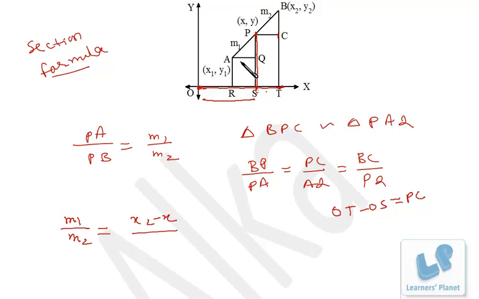Now AQ will be equal to this length, that is x minus OR, that is x1, right? So that is x minus x1, okay, is equal to BC by PQ. Now BC is what? See, this complete length is y2, right? And if we deduct this length CT, that means BT minus CT, that will be BC. So BT is y2 and CT is y, because this is the y coordinate. So it's y2 minus y.